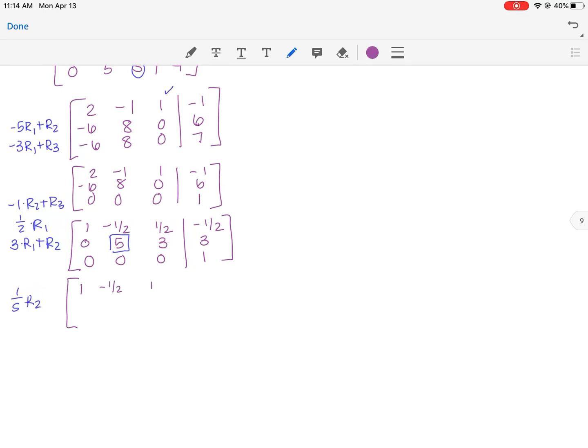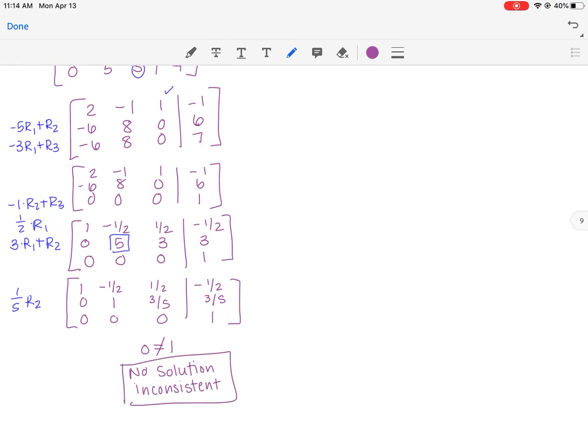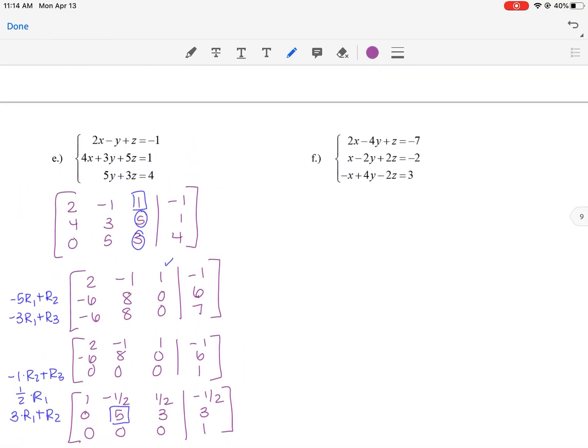Okay. One more step that we have to do would technically be to make this 5 a 1. So I'm going to do 1/5 times row 2. And you'd have 1, -1/2, 1/2, -1/2, then 0, 1, 3/5, 3/5, and then 0, 0, 0, 1. Since at the end, though, 0 cannot equal 1, we know that this is no solution, meaning this is an inconsistent system.